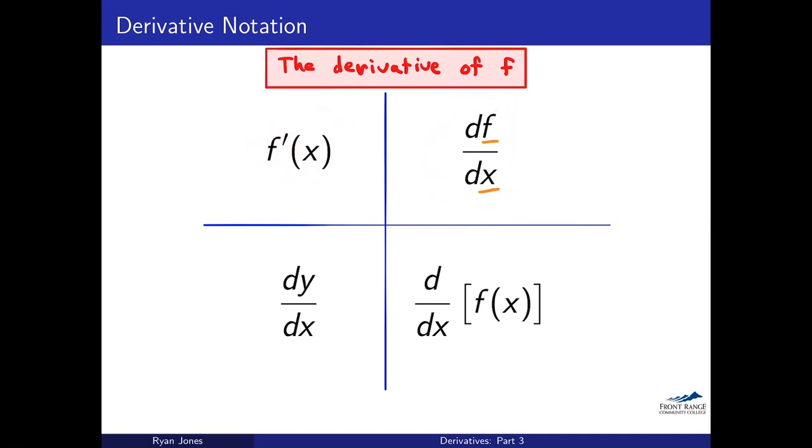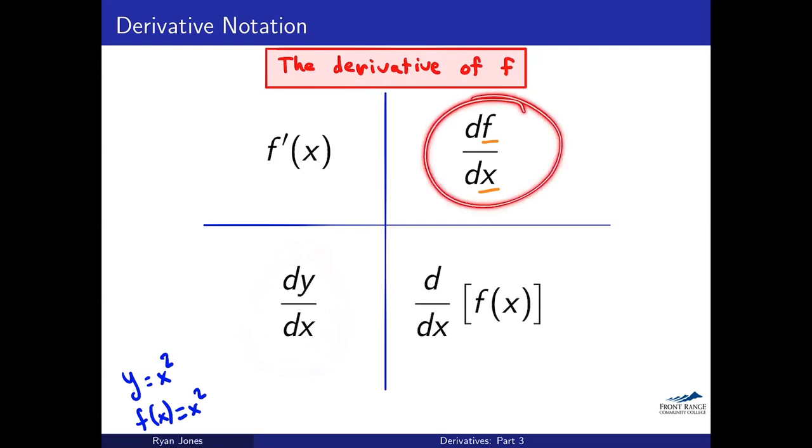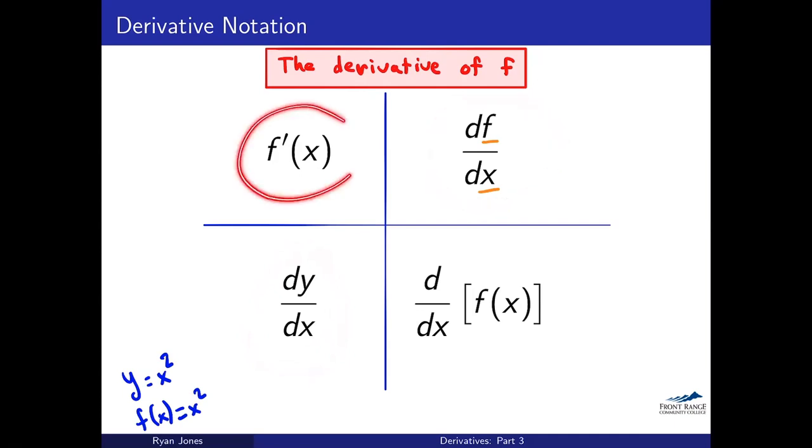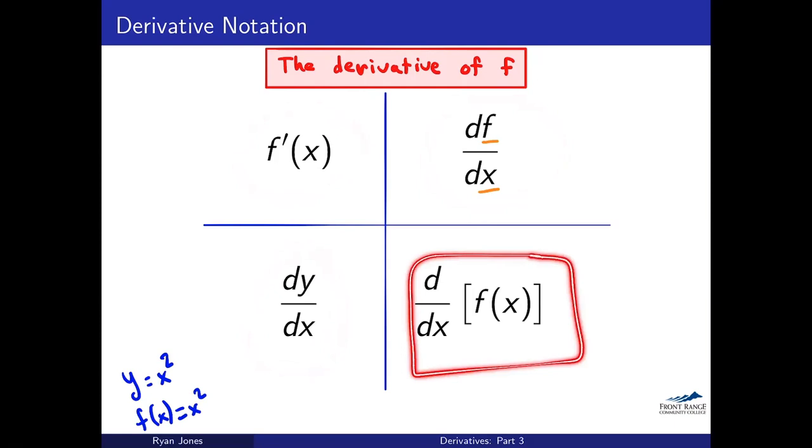Likewise, very similar to df dx, if instead you called your function y instead of f, a lot of times we'll write out a function as y equals x squared instead of f of x equals x squared. In that case, we might say dy dx. Again, there are certain scenarios in which we like to use dy dx, certain scenarios where we like to use df dx, and certain scenarios where we like to use f prime of x.